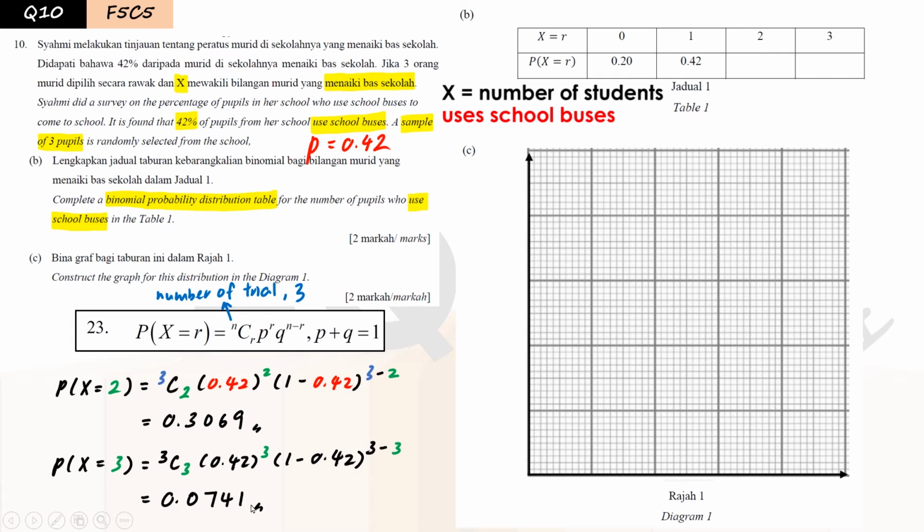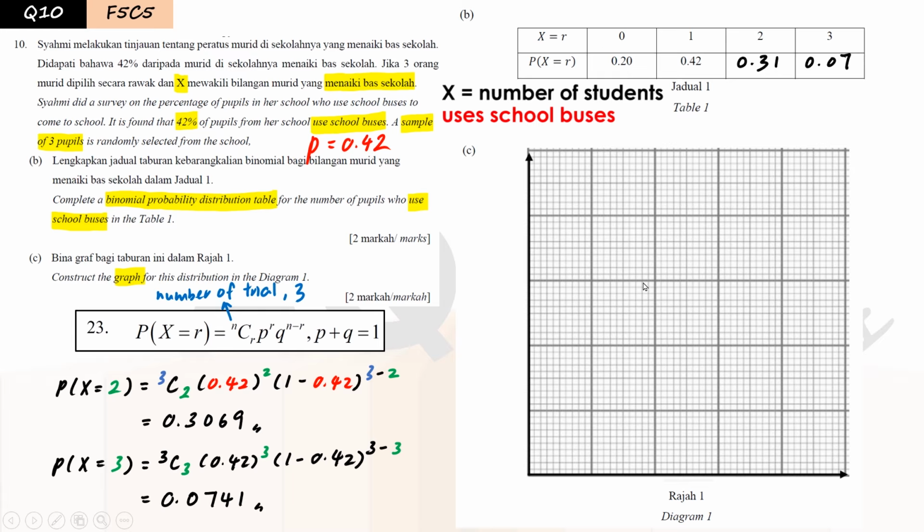0.0741. Okay, so now we can put these two values inside this table, but as you can see, there's only 2 decimal places. So for the probabilities, let me change it to 2 decimal places. So it will be 0.31 and 0.07. And for part C, we need to draw the graph of this distribution in this diagram 1, and it's based on the values in part B.